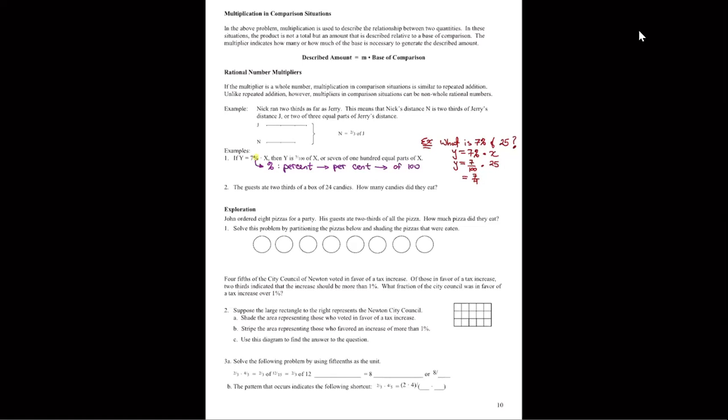All right. So in number 2, when the guest ate 2/3 of a box of 24 candies, it's along the same idea or the same lines, except 2/3 is already given as a fraction. So we don't have that percent issue anymore. It's 2/3 of a box of 24. So it's just a straight up multiplication problem, right? So 2/3 times 24 is going to be 16.